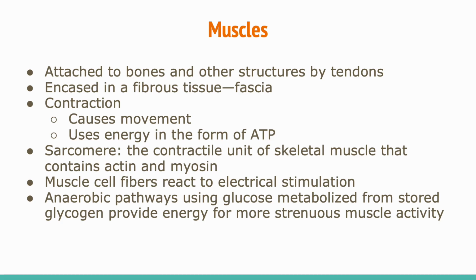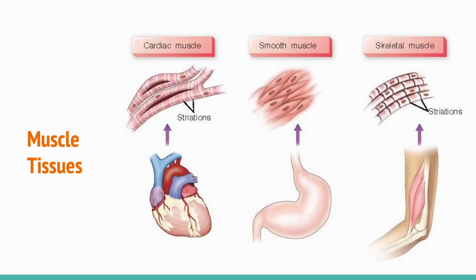Muscle contraction requires ATP. During intense activity, muscles rely on anaerobic metabolism of stored glycogen when oxygen delivery cannot meet the demand. This explains why prolonged strenuous exercise eventually leads to fatigue and lactic acid accumulation.